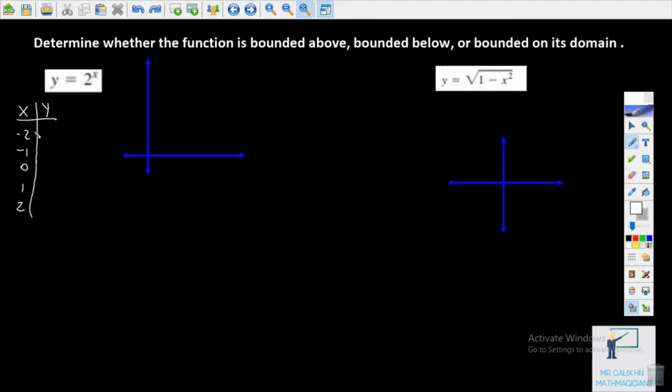If we substitute this negative 2 into the x, we will have as an answer 0.25 because it's 1/4. If I substitute negative 1, it will be 1/2, that is 0.5. If I substitute 0, every number with a 0 power is always going to be 1. If we substitute 1, it's going to be 2. If we substitute 2, it will be 4. With this, we're going to make our graph.